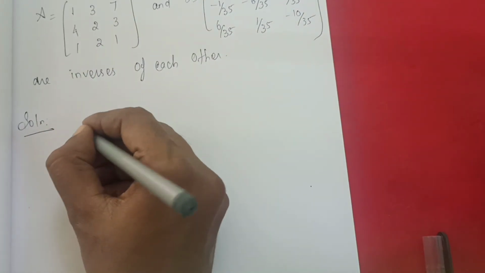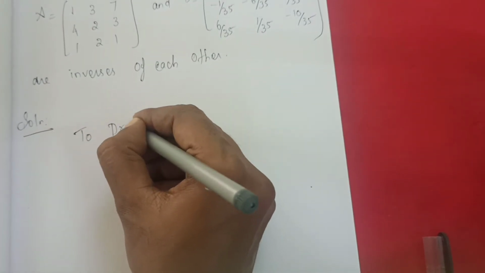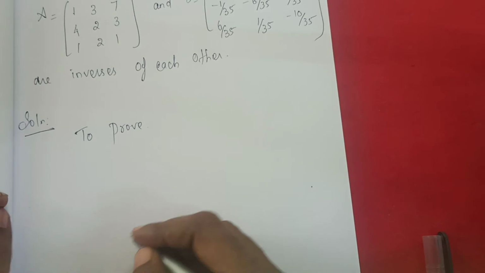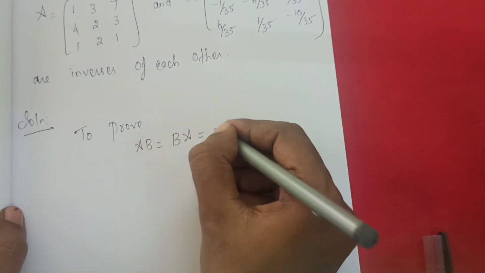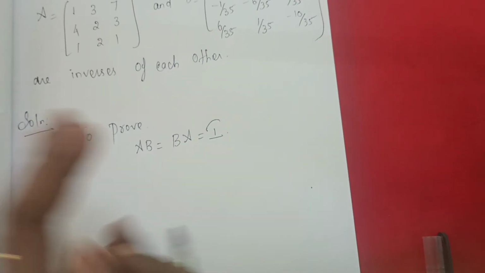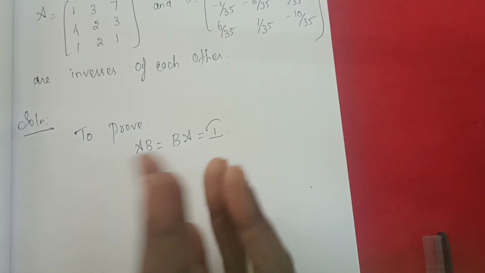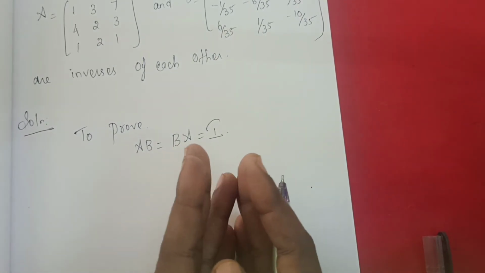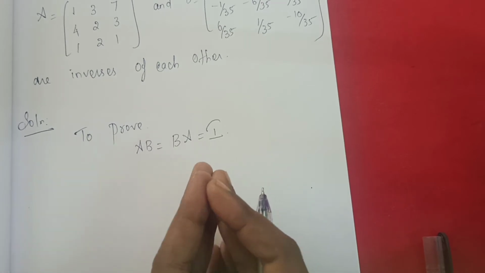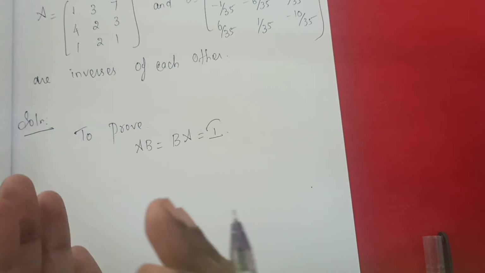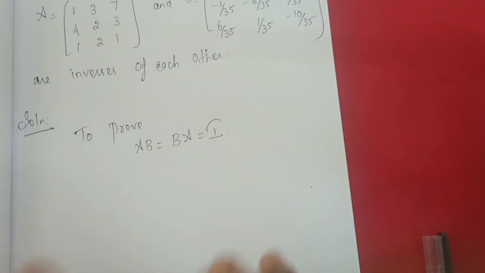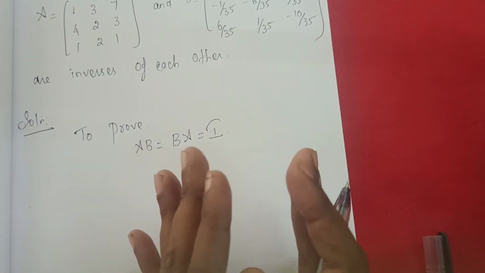What we need to prove? To prove they are inverses of each other, what's the meaning? AB is equal to BA is equal to I. If they ask whether two matrices are inverses of each other, you need to prove AB equals BA equals I. If all the things are equal, we will say both are inverses of each other.